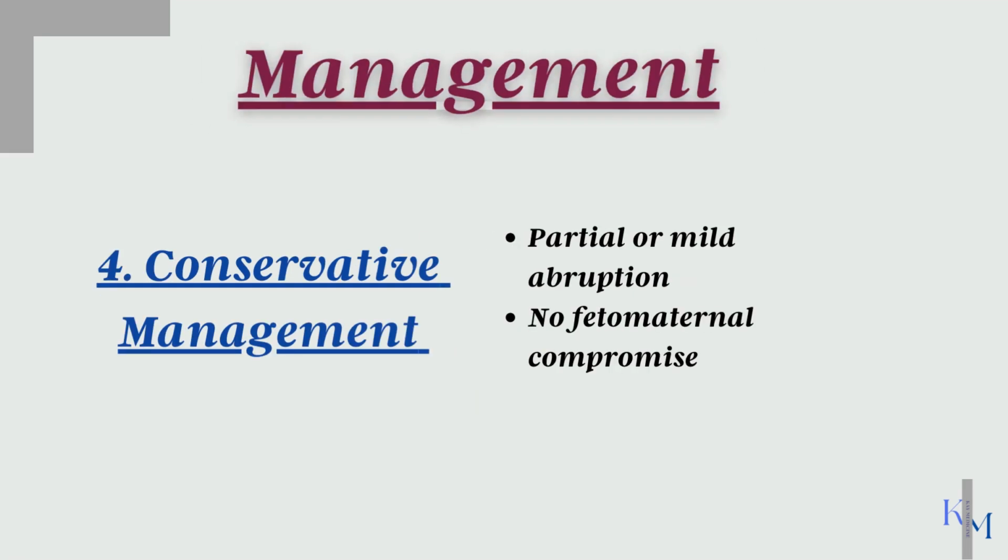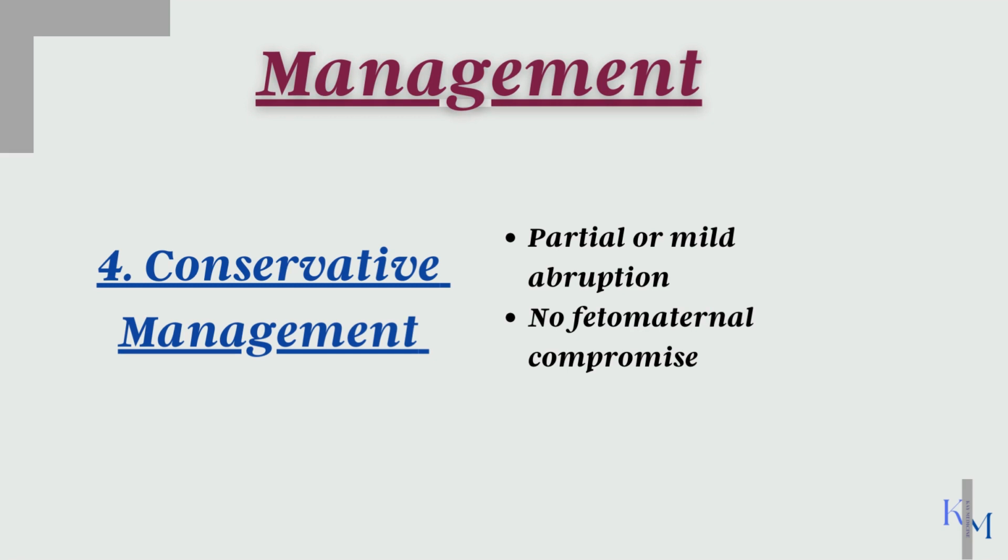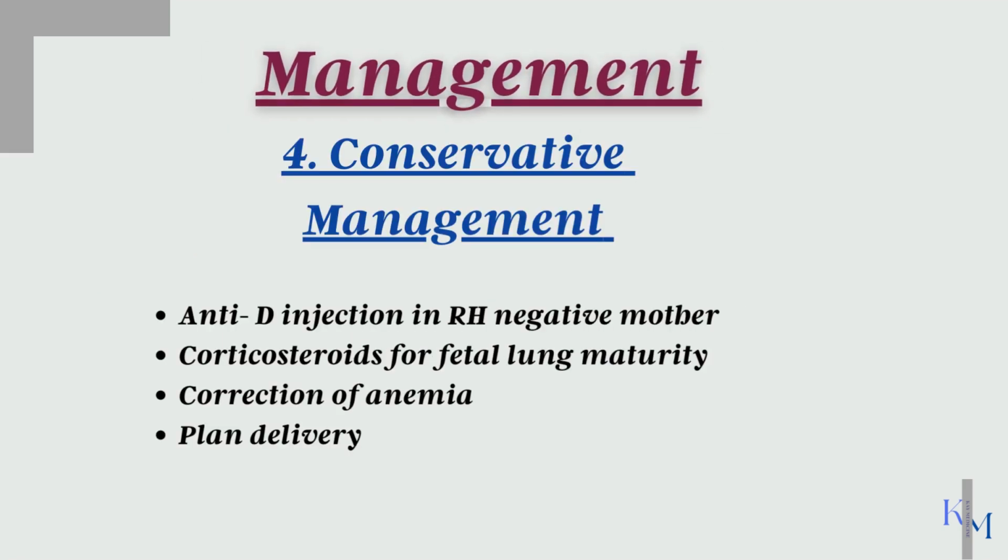Third is when there is only partial detachment and the bleeding is mild and there is no significant maternal or fetal danger after regular monitoring. You go for conservative management. This one includes, number 1, give intramuscular corticosteroids for fetal lung maturity. Number 2, anti-D injection within 72 hours of bleeding in Rh-negative mothers. Number 3, correct anemia. And finally, plan the delivery.